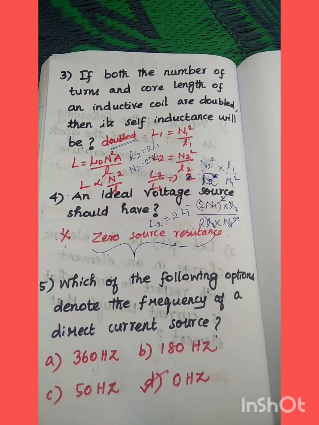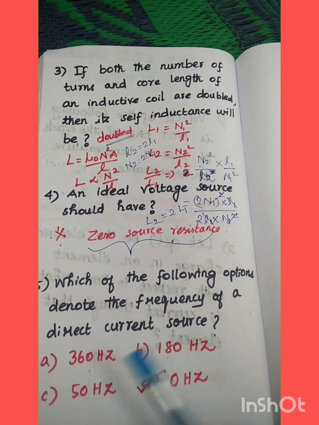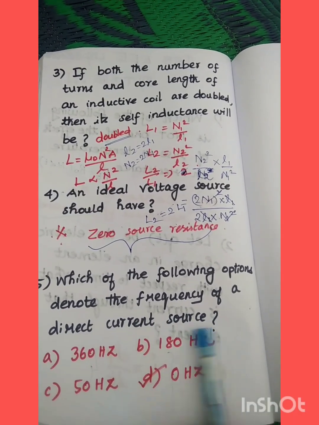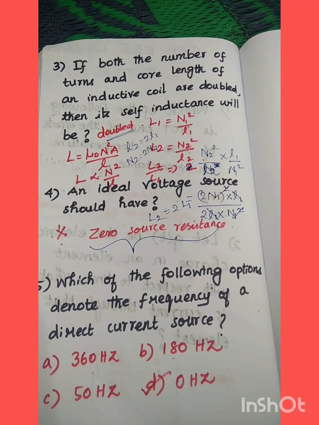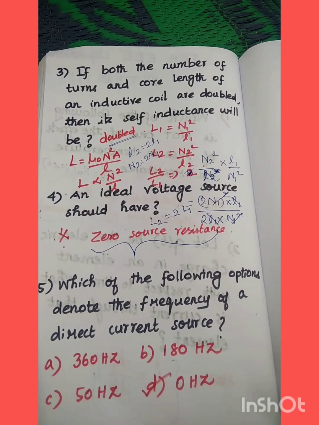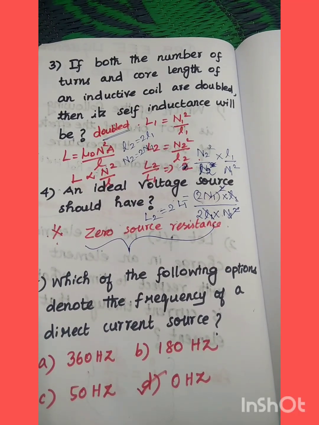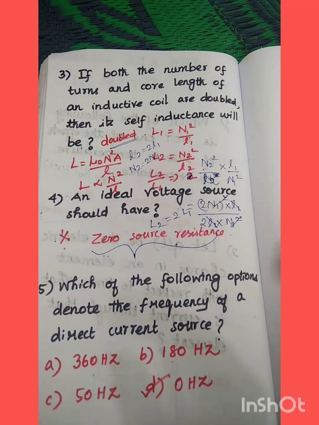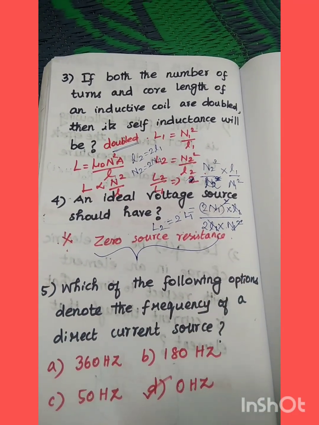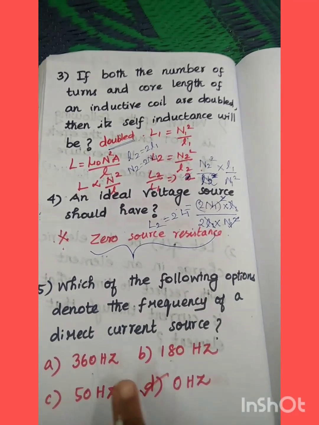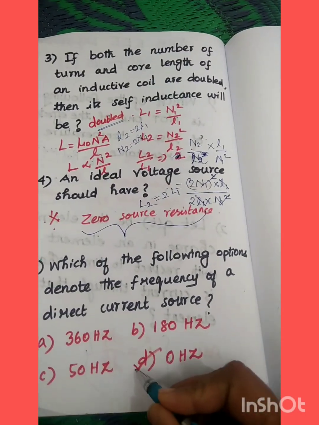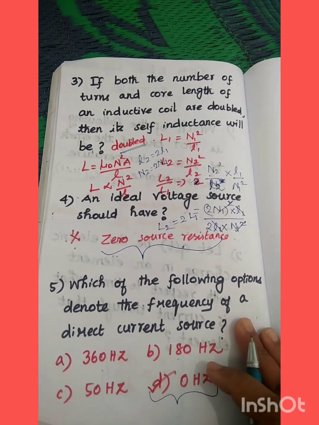And the last question is very easy. Which of the following options denotes the frequency of a direct current source? DC means unidirectional flow. The flow of charge should always be in the same direction, and the direction and magnitude of the current do not change. It remains constant with time. So the frequency of a direct current source is 0 hertz. It is only a basic question.